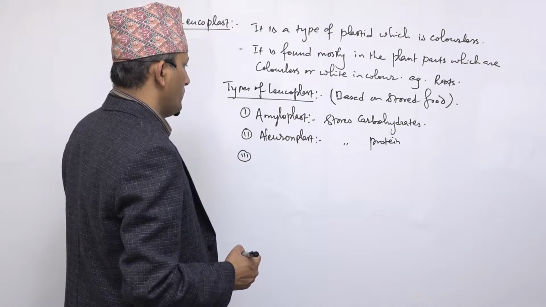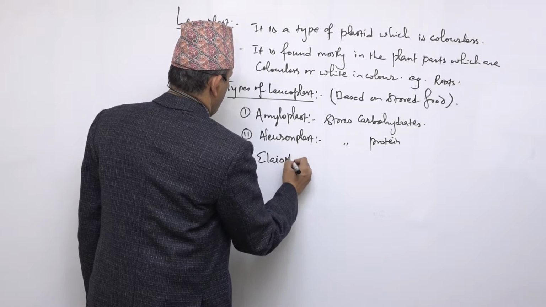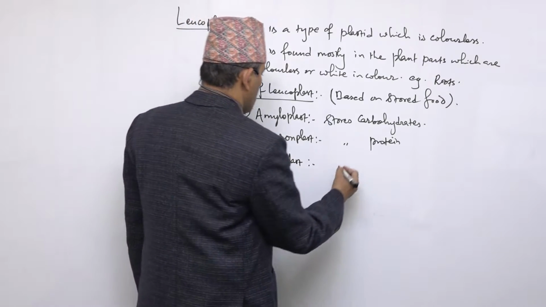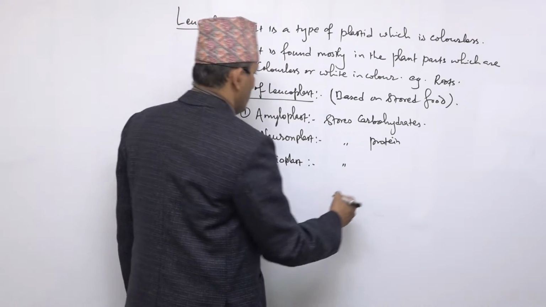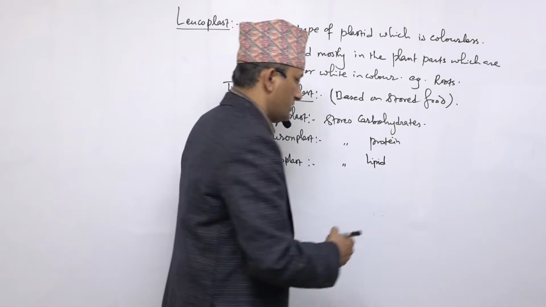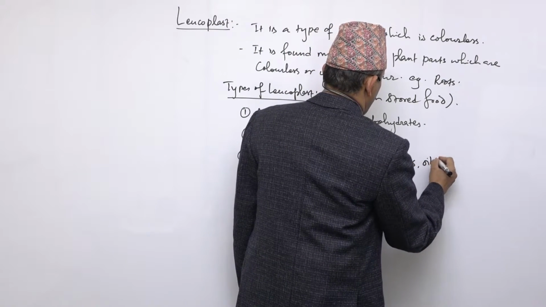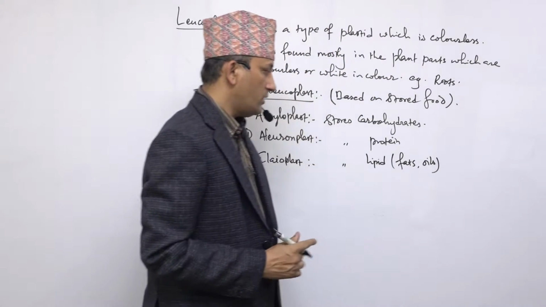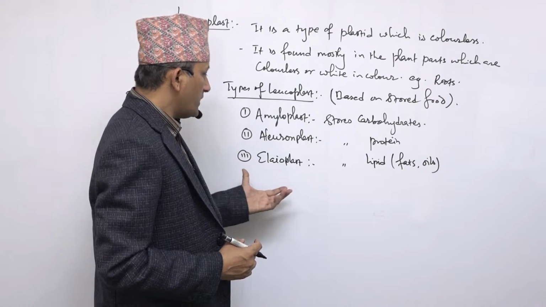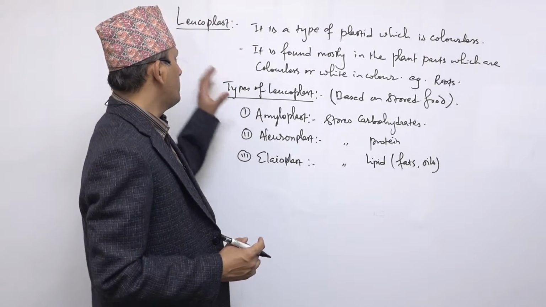So, the third type of leucoplast is elaioplast. Elaioplast is a type of leucoplast that stores food in the form of lipid. Lipid means fat, oil, etc. If the food is stored in the form of oils, fat, inside a leucoplast, then this leucoplast is called elaioplast. It's a type of leucoplast.